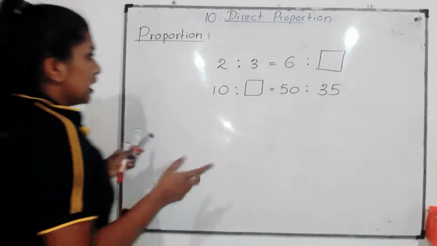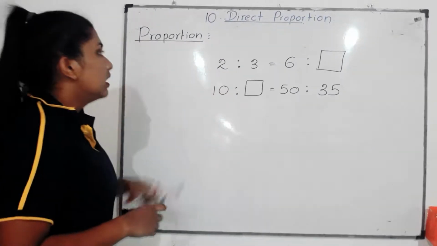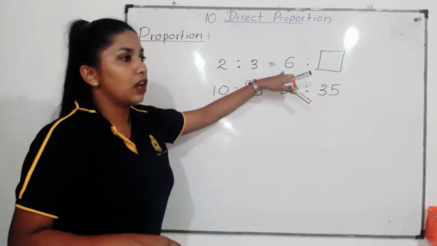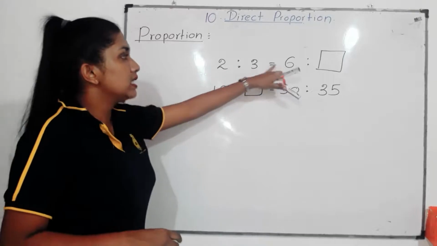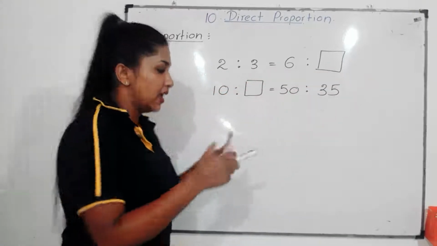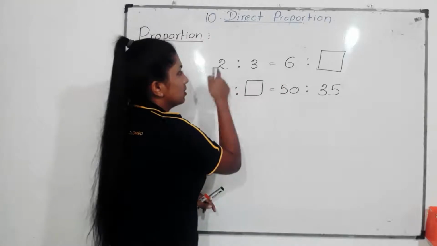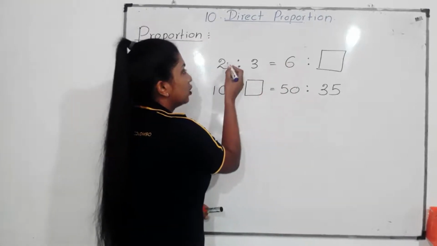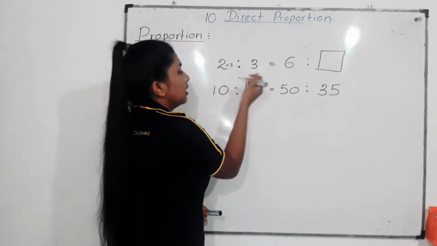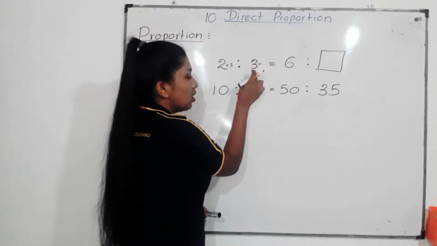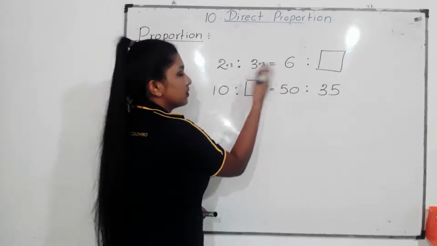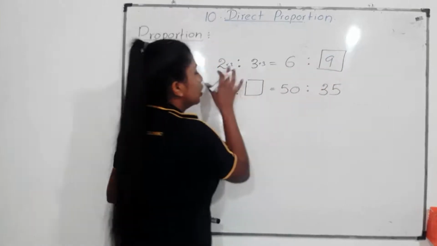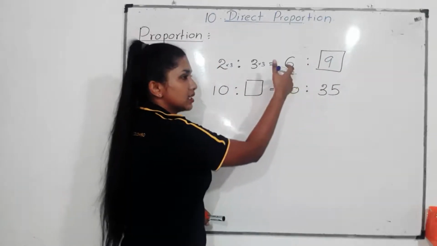And next thing is we have to fill these blanks. Now we have to use the knowledge of proportions. 2 to 3 is equal to 6 to something. What is that? 2 becomes 6. Then we have to multiply 2 by 3. Then again we have to multiply this quantity by 3. These are equivalent ratios. 3 times 3 is 9. Then 2 to 3 is equal to 6 to 9.